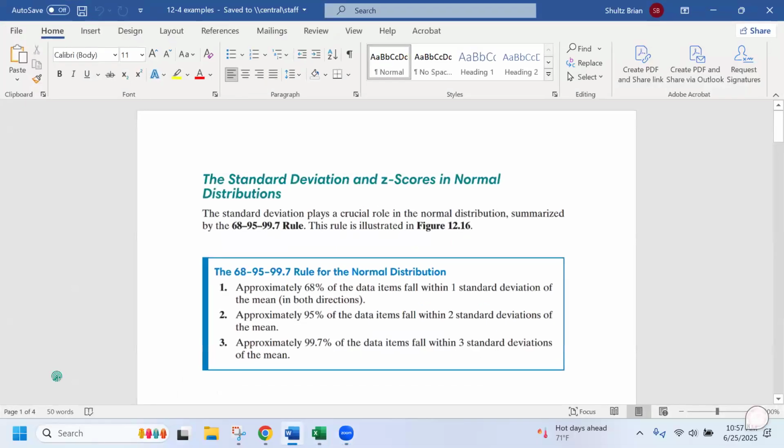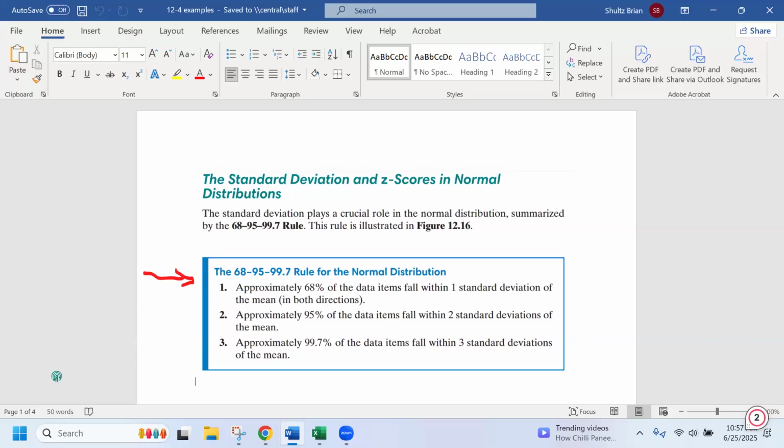has to do with the standard deviation and z-scores in normal distributions. Standard deviation plays a crucial role in normal distribution. I know you can read, but I'm going to read it anyway. Summarized by the 68, 95, 99.7 rule. I'm going to show you this illustration here in a second, but I want to read this. This little box here describes it all.